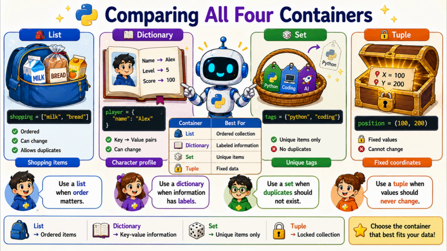Use a list when order matters. Use a dictionary when information has labels. Use a set when duplicates should not exist. Use a tuple when values should never change.